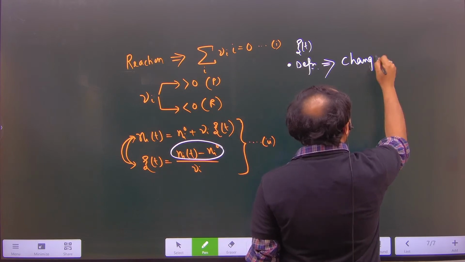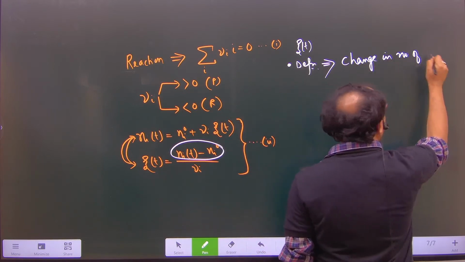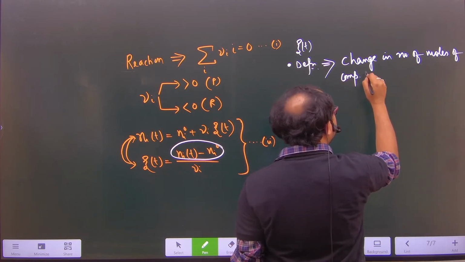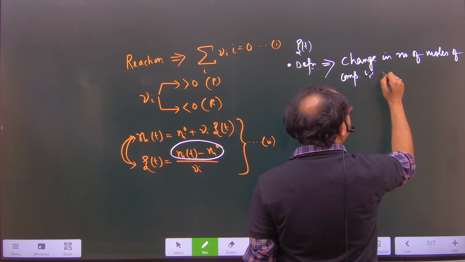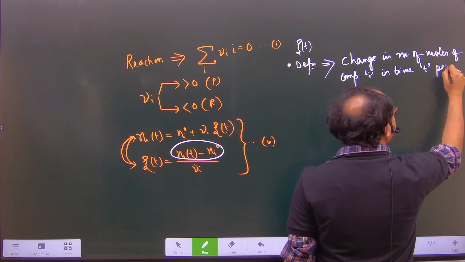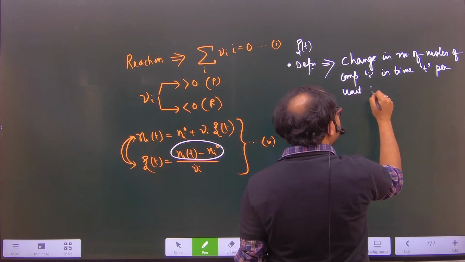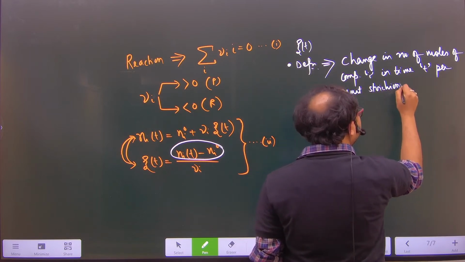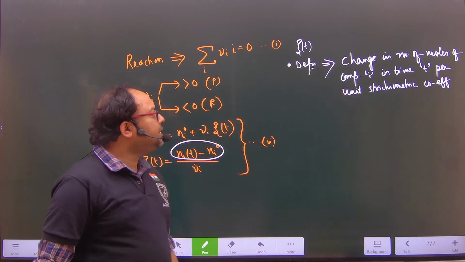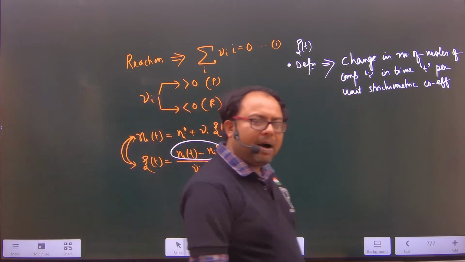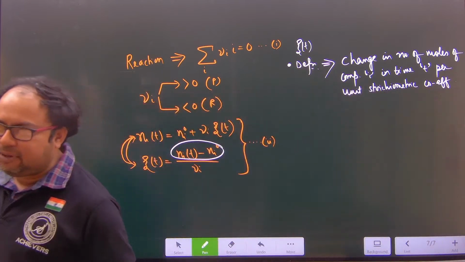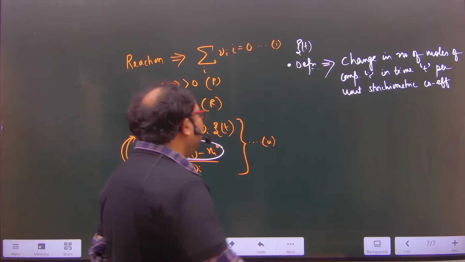Definition: change in number of moles of component I in time t per unit stoichiometric coefficient.